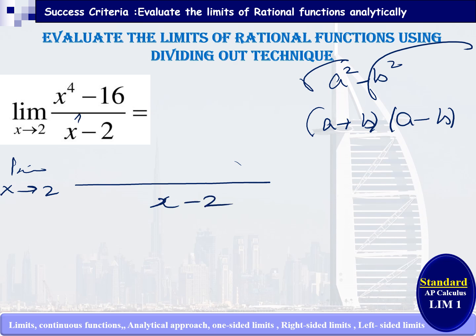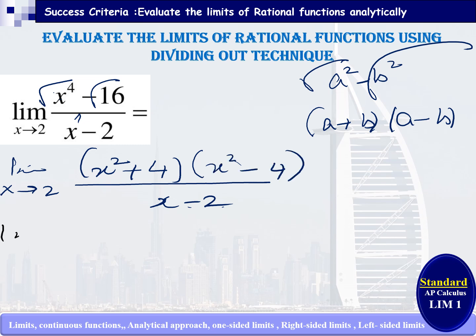This is the linear function, so I wrote the denominator as it is. Now on the top I saw a square minus b square formula. So what is the square root of x power 4? It's x square. And what is the square root of 16? It's 4. So one time I write x square plus 4 and one time I write x square minus 4.